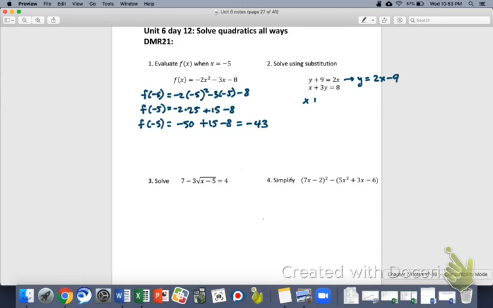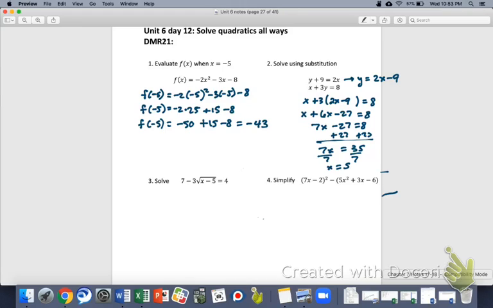So down here in this other equation, it's x plus 3y equals 8. So I'm just going to replace that y with 2x minus 9. I'll do a distributive property with a 3 to give me x plus 6x minus 27 is equal to 8. And then I'll just solve, starting with simplification. So it would be 7x minus 27 equals 8. I'll add the 27 to both sides. I'll get 7x is equal to 35. Dividing by 7 gives me my x value, or x coordinate, of x equals 5.